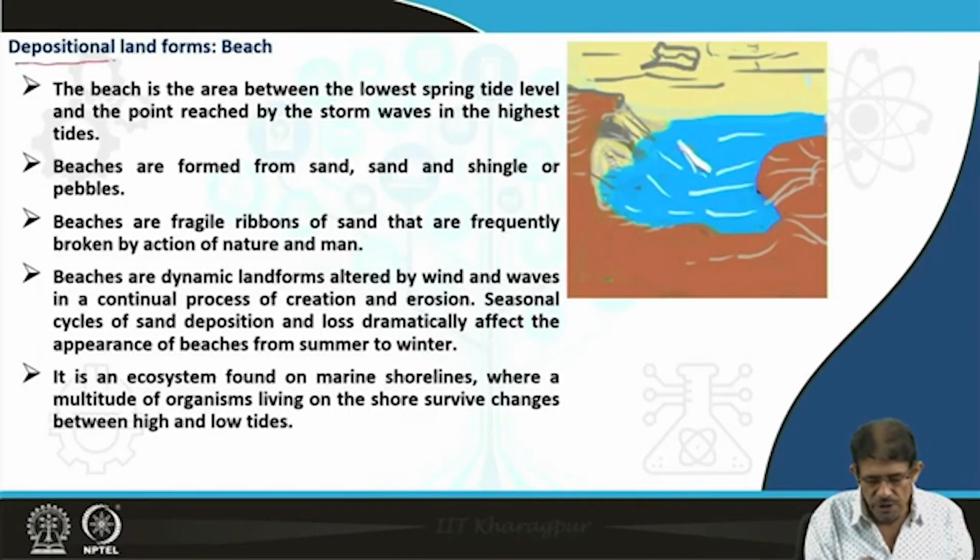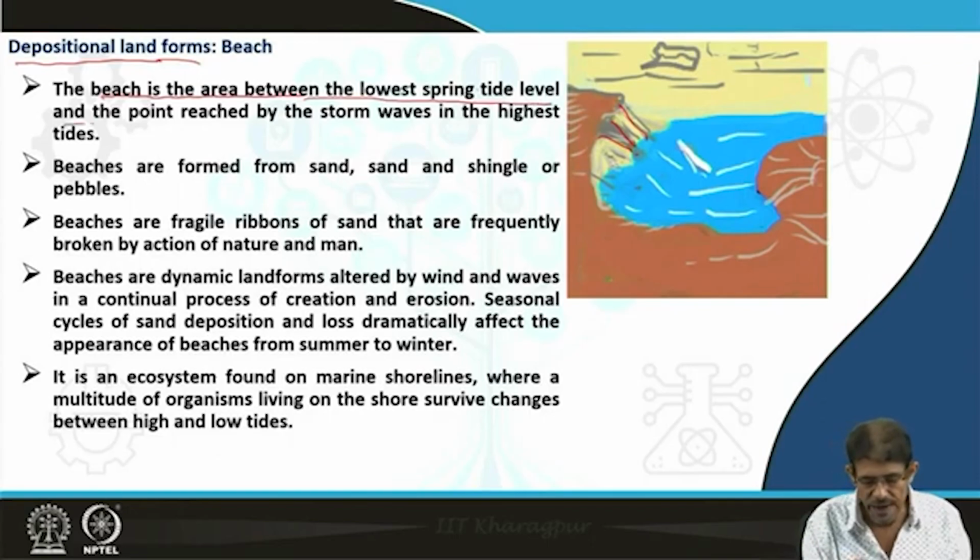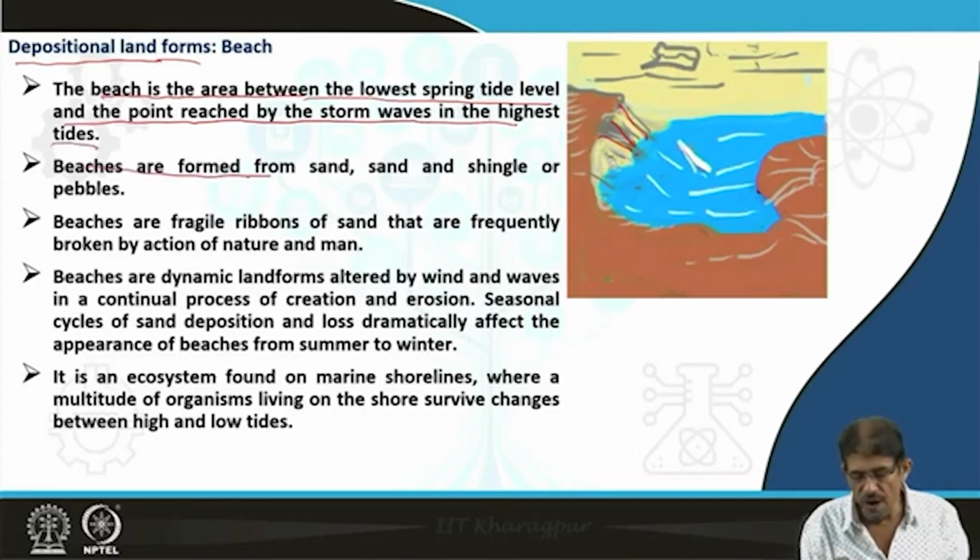Among the depositional landforms, one example is a beach. A beach is a very important depositional landform. The beach is the area between the lowest spring tide level and the point reached by the storm waves in the highest tide. Beaches are comprised of sand, shingles, pebbles, cobbles, etc.